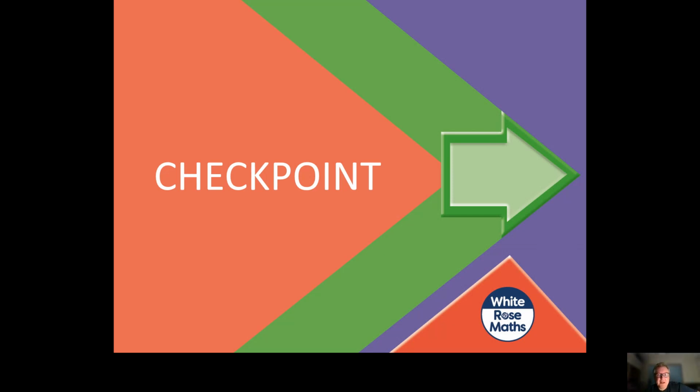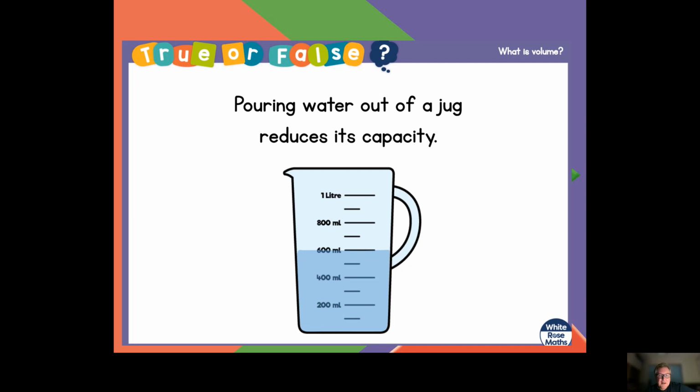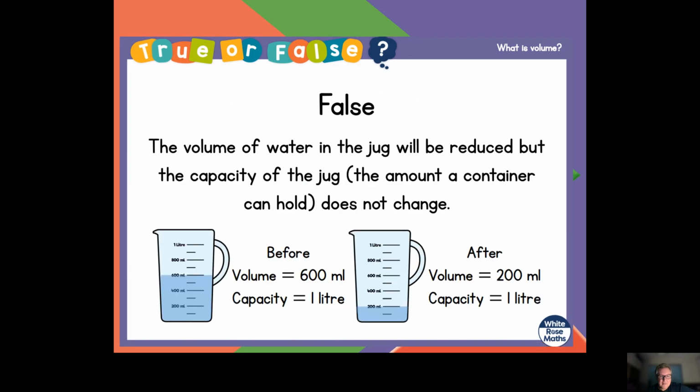Checkpoint. We have 2 checkpoints today, and when you get to the activity, you're looking at doing all the questions. Have a read. Pouring water out of a jug reduces its capacity. True or false? Explain why. So let's read through this. False. The volume of water in the jug will be reduced, but the capacity of the jug, the amount a container can hold, does not change.